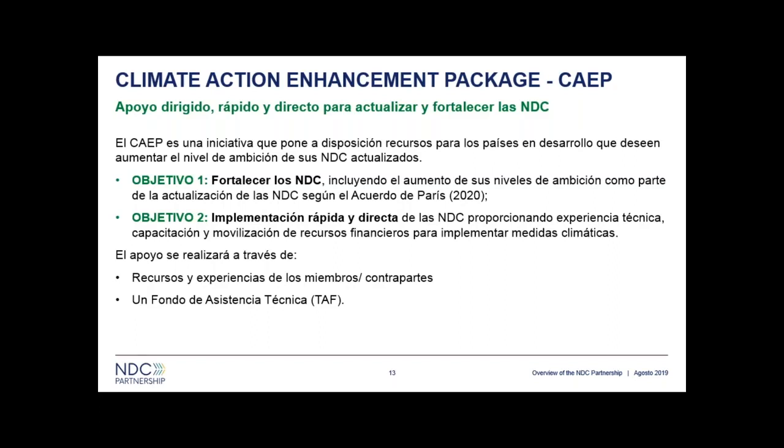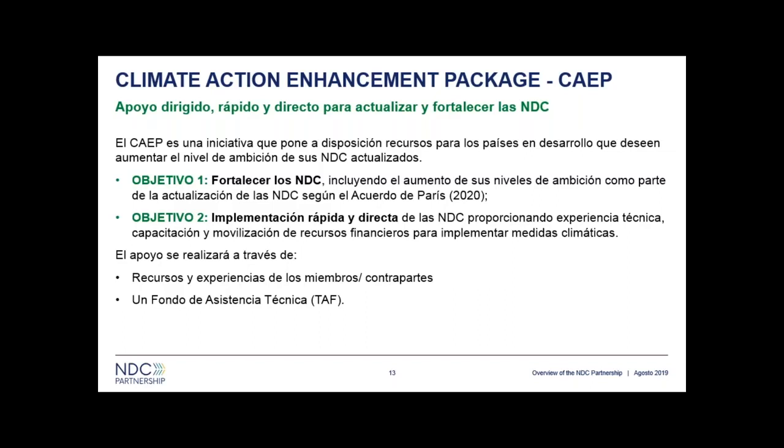Tiene 2 grandes objetivos o líneas de trabajo. El primero es ayudar a fortalecer las contribuciones nacionales a la luz del compromiso que tienen los países de actualizar y mejorar esas NDC a 2020. Y hay un segundo objetivo, más asociado a tener recursos para implementar de manera rápida y directa los compromisos, las medidas y todo lo que está previsto dentro de esas contribuciones nacionales.